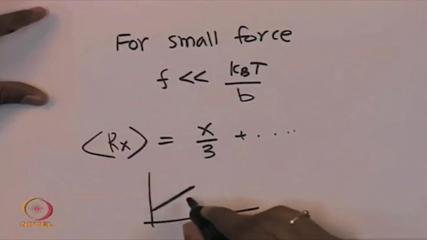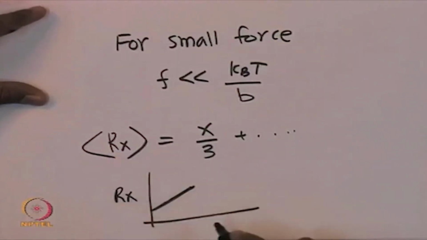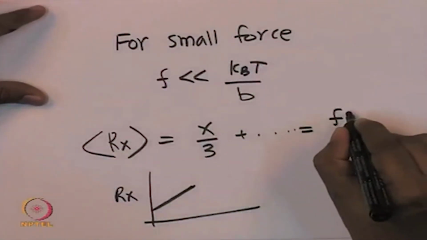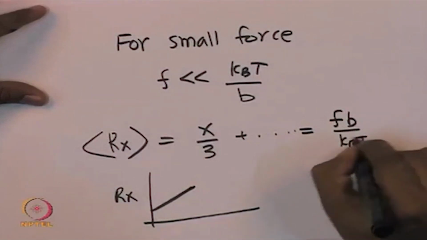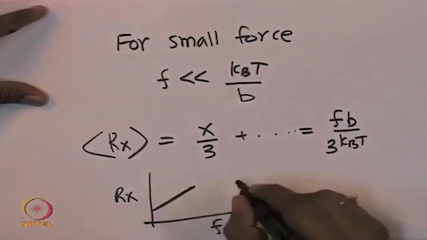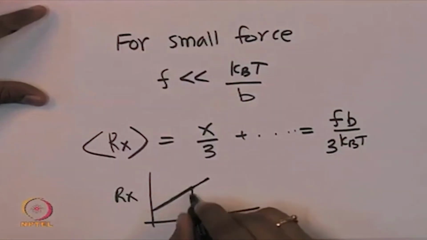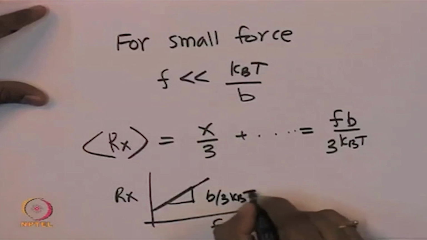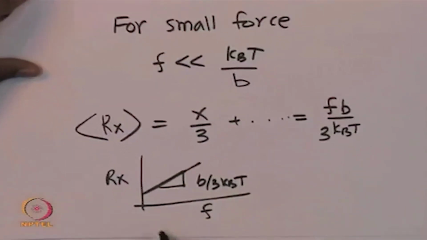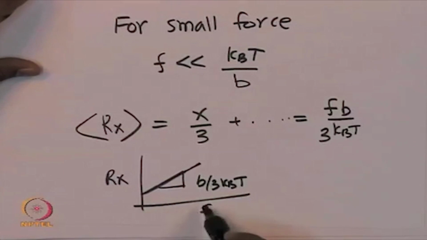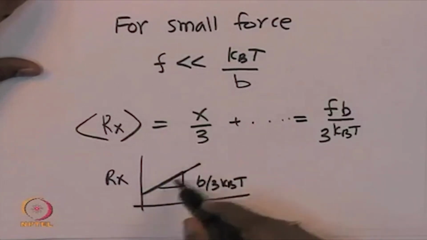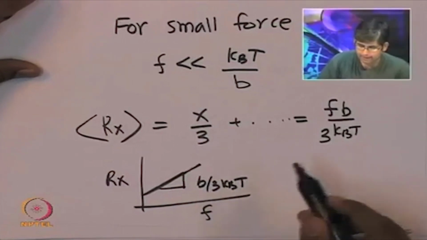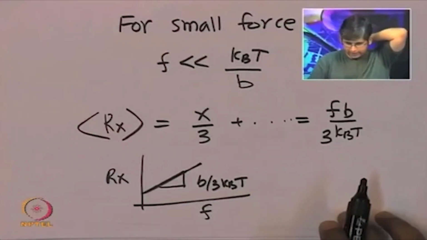So, we wanted to plot R_x versus x, which is f b by k_B T. As a force, this will go linearly here with a slope given by b by 3 k_B T. So, if you plot R versus f for small f, you will get a straight line with a slope which is b by 3 k_B T. So, this is interesting.